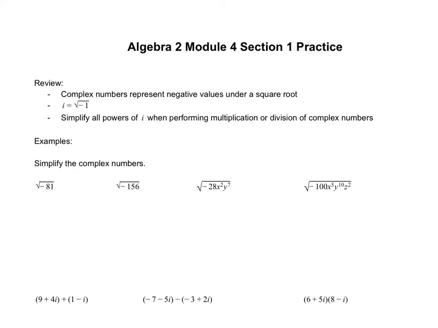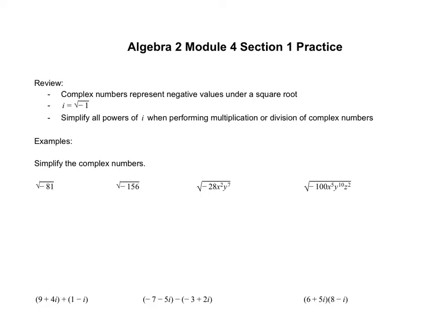So I'm going to go over a little bit more examples from Section 1. In Section 1, we introduced the concept of complex numbers, which represent negative values under a square root. Previously, if we saw a negative number under a square root, we said we can't simplify it, it's not a real number. But now we've introduced this concept of i, which represents the square root of negative 1.